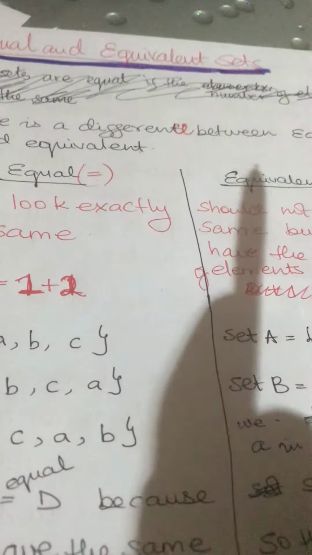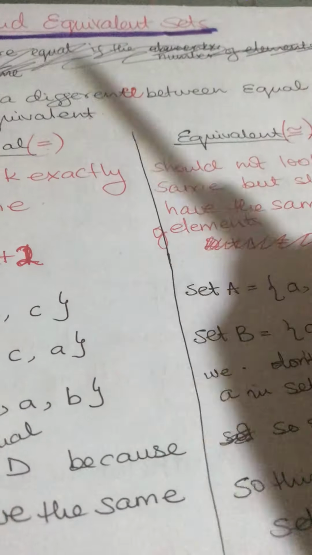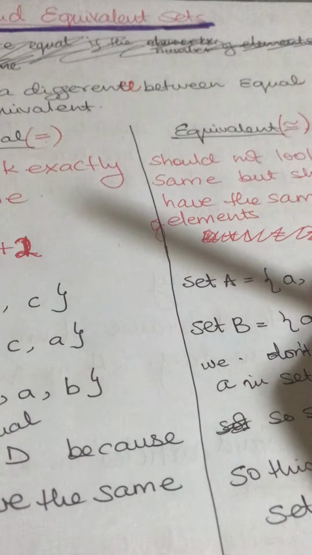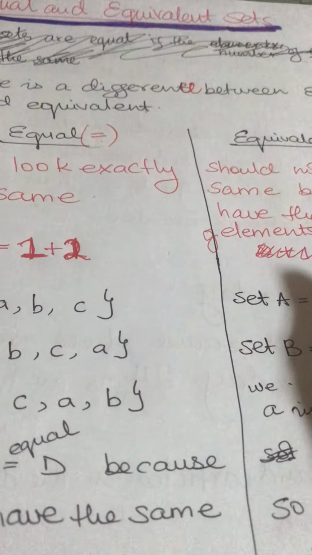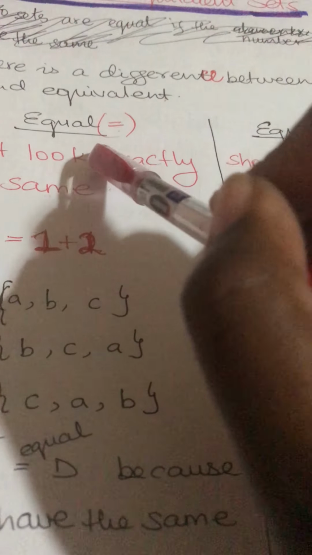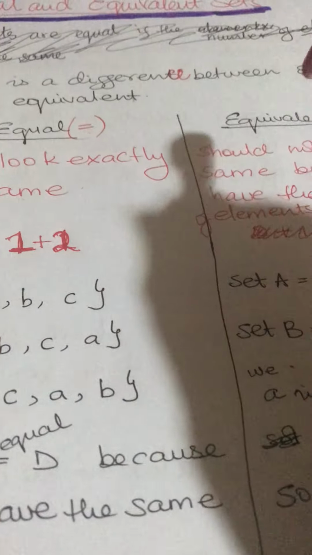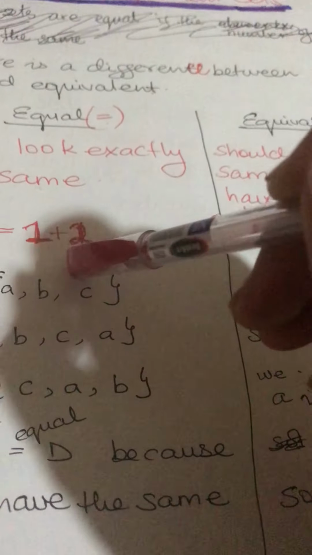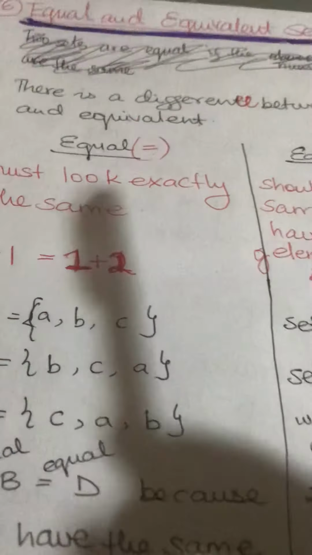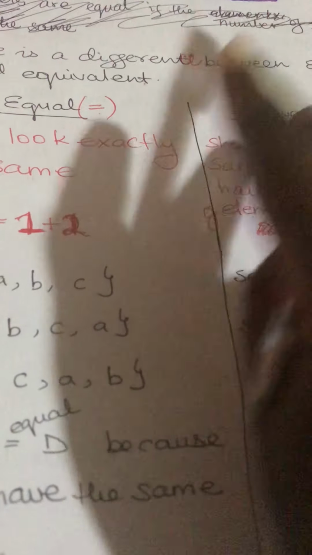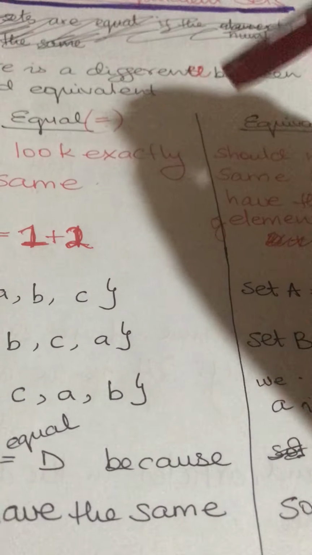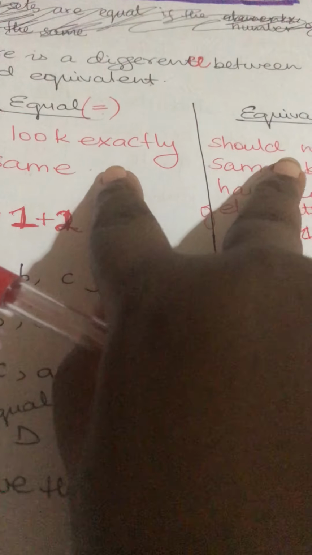So you can be both equal and equivalent. You can be equivalent only. And you can be neither. Okay? If you are equal, then you are equivalent. If you are equivalent, then you might not be equal. Okay? So if you're equal, you're definitely equivalent, so you're both. If you're equivalent, you might be only equivalent. And then you can also not belong to these two.